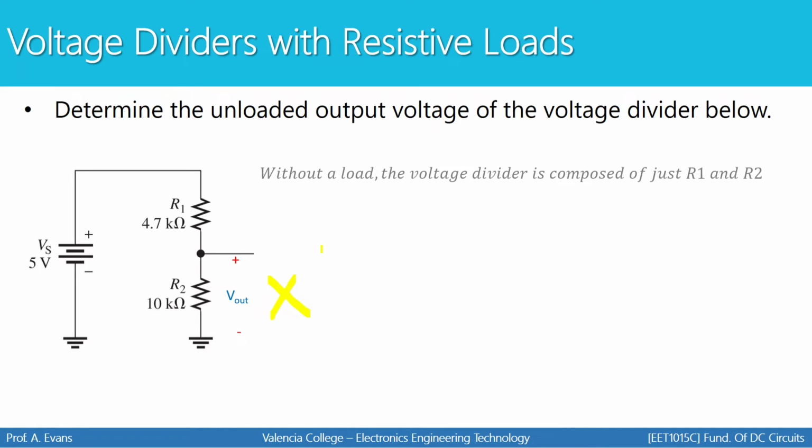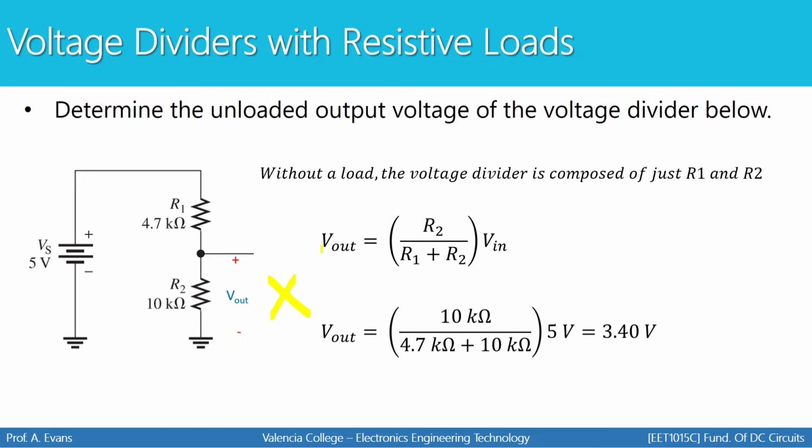Without a load, the voltage divider is composed of just R1 and R2. So you're going to set up your voltage divider formula, which would be R2 divided by R1 plus R2 times Vin. You get a voltage of 3.40 volts. If you have no load, that's the voltage you're going to measure across R2. That's your output voltage.